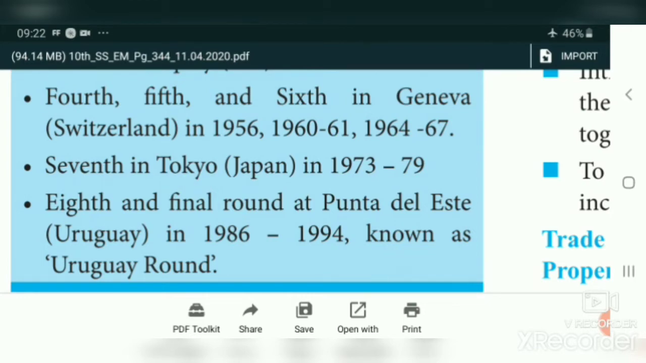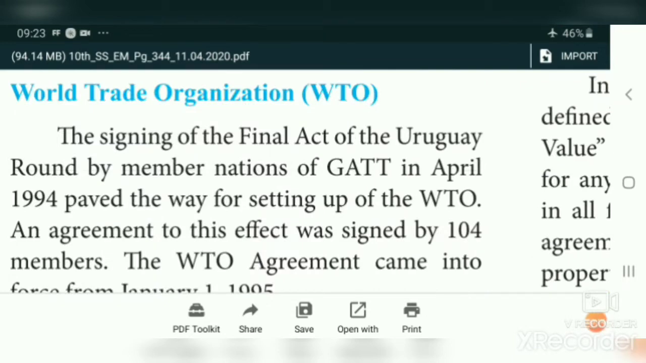Eighth and final round. This is the last round that was conducted by GATT. It's an important one-word question. The 8th round was conducted in Punta del Este, in Uruguay, so it is called the Uruguay Round. In the 8th round, the GATT members finalized one matter, that is to form one international organization for trade that we call the World Trade Organization.